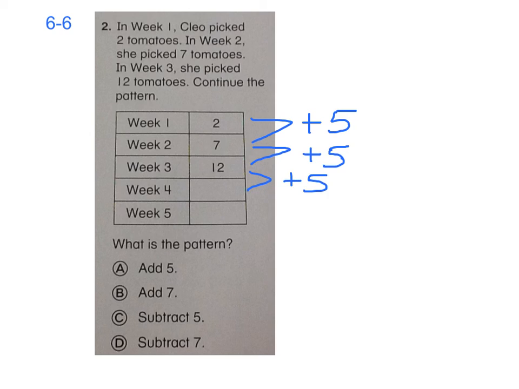12 plus 5 is 17. Fill in 17 on the chart. Then start with 17 and add 5 more. 17 plus 5 is 22. The pattern that was used to fill in this chart was adding 5.